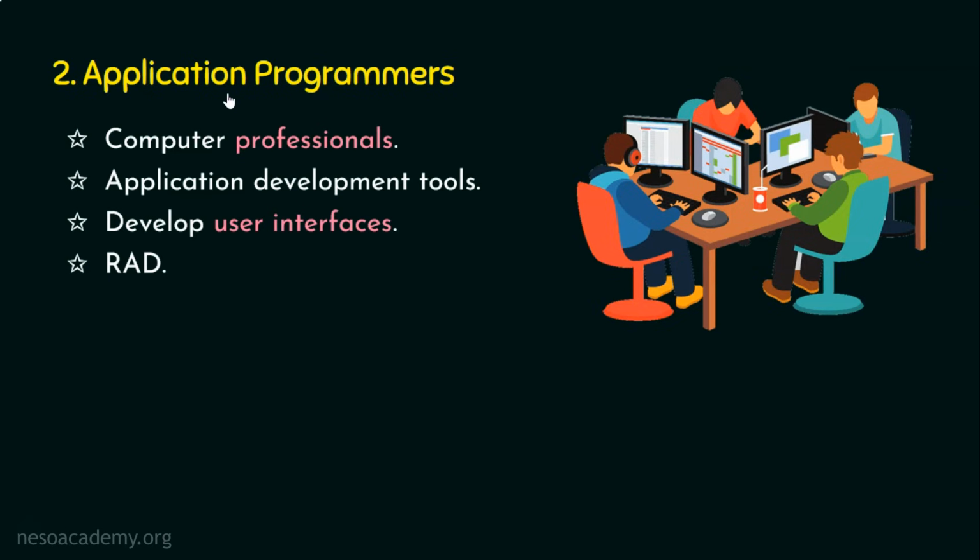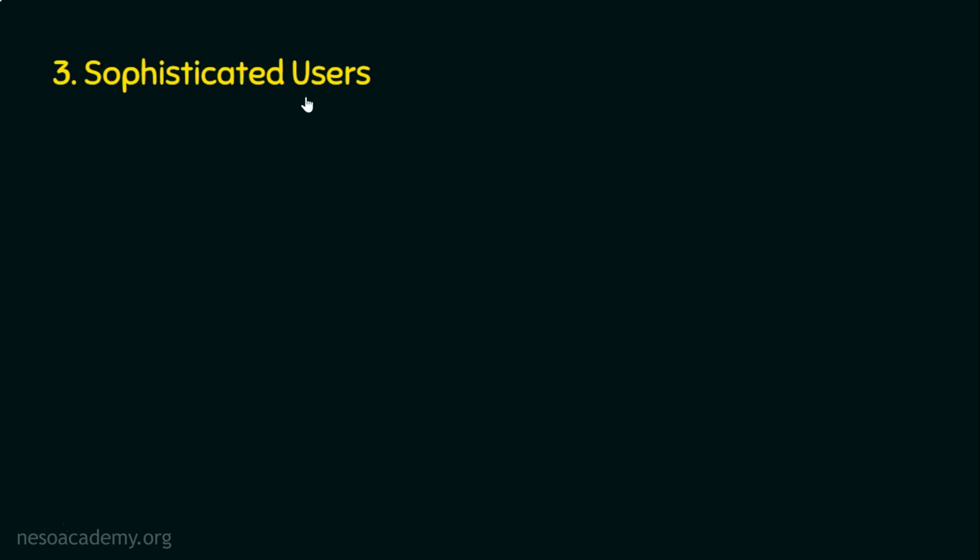And obviously, what are these application programmers going to develop? Applications or web or mobile interfaces. To be precise, they are going to develop user interfaces that are really user-friendly. So we are done with the second type of users, the application programmers. Let's now move on to the third type of users, the sophisticated users.